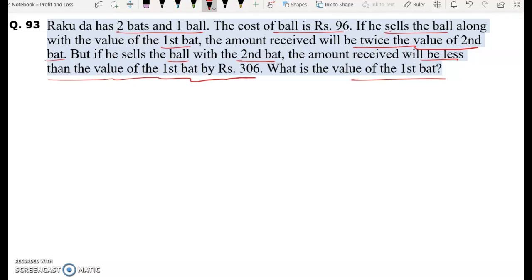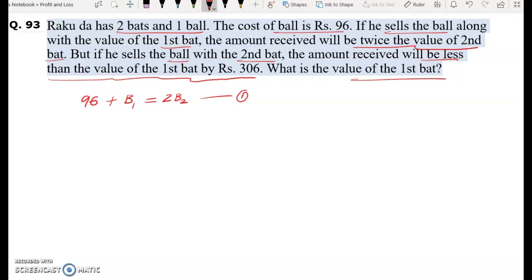if he sells the ball along with the value of the first bat, the amount received will be twice the value of second bat. So the price of ball is how much? Rupees 96. If he sells it with the first bat, let's say it's B1, he receives the amount which will be twice the value of the second bat. Twice of second bat means twice of B2. B2 means second bat. This is our first equation.